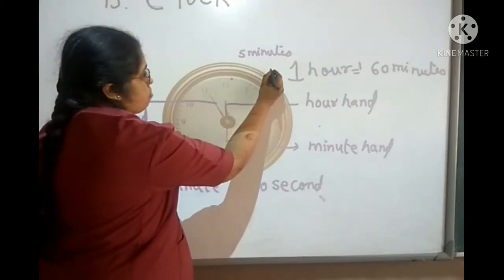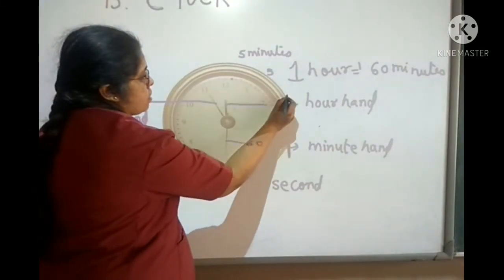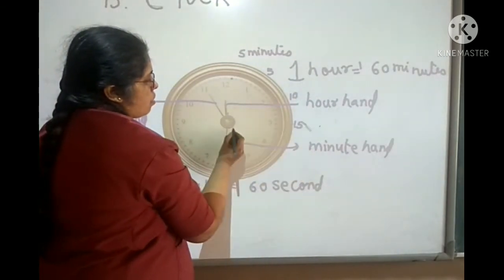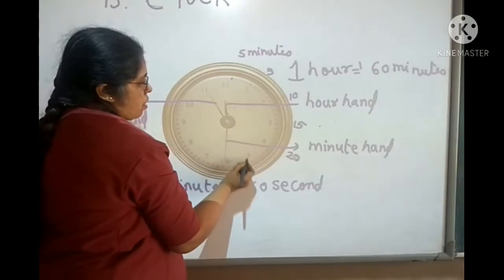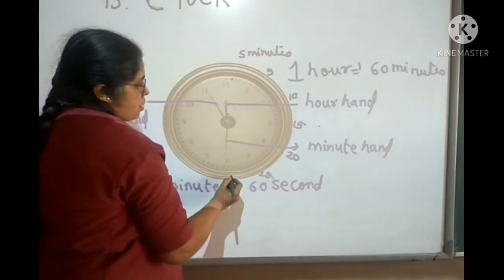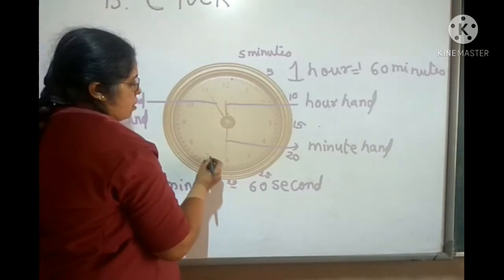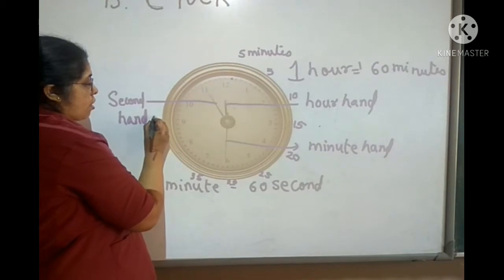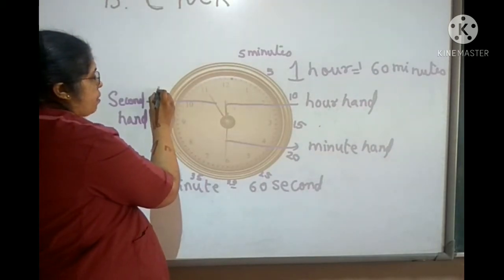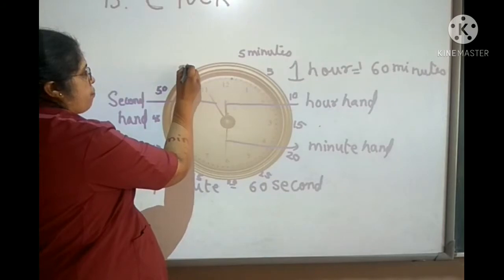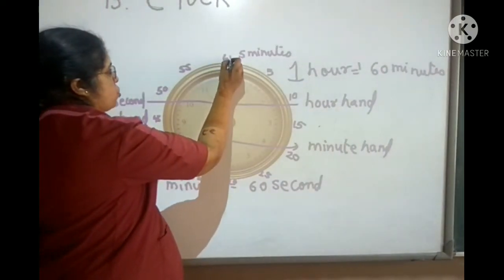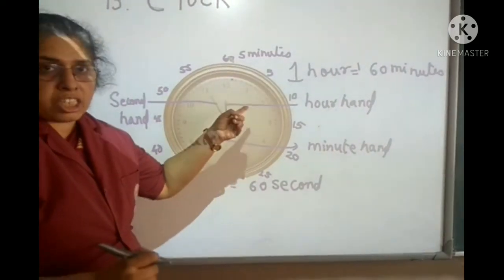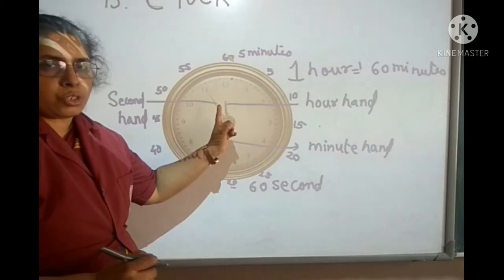When 1 comes, it is 5. When 2 comes, this is 1, 10, 3, 15, 4, 20, 5, 25, 6, 30, 7, 35, 8, 40, 9, 45, and 50, 55, and at the 12 it should be 60. But when that time comes, we won't say 60, we say 00.